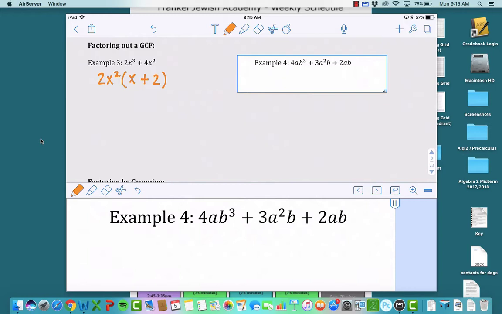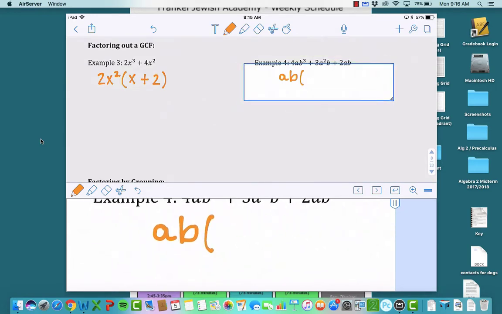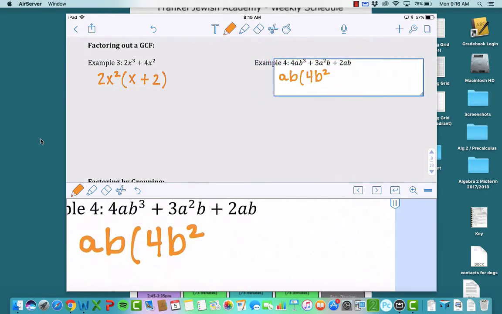I look at the a's next. I have 1a, a squared, and a. So they all share an a. Then I have b cubed, b, and b. So they also all share a b. So if I pull out ab, which is my greatest common factor, I'm left with 4b squared, because I originally had 3 b's, plus 3a plus 2, because I got rid of both a and b in the last one.